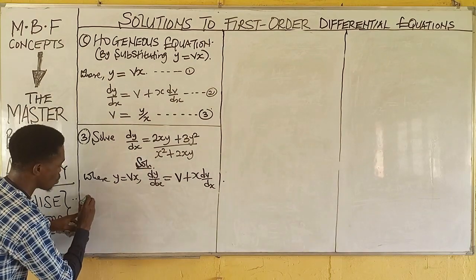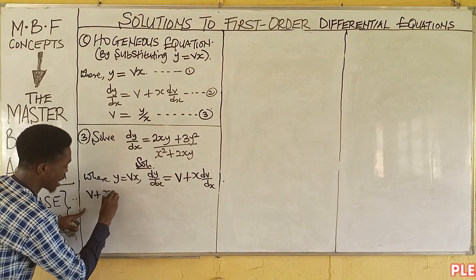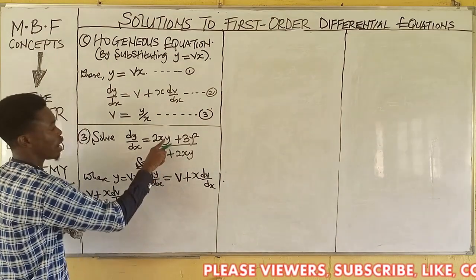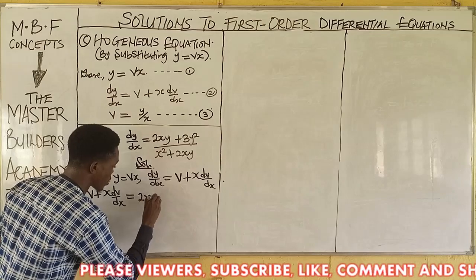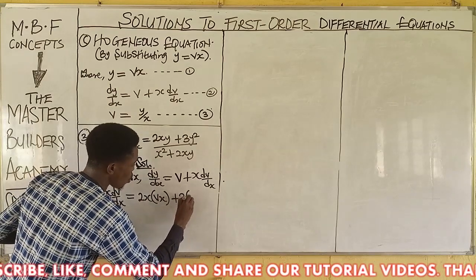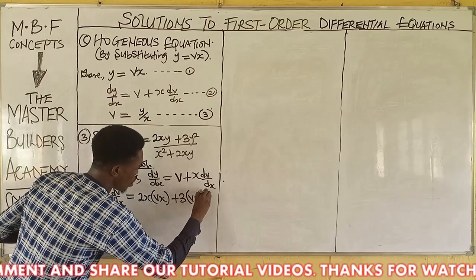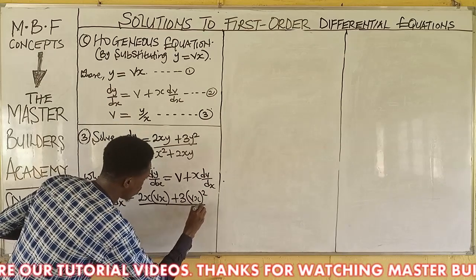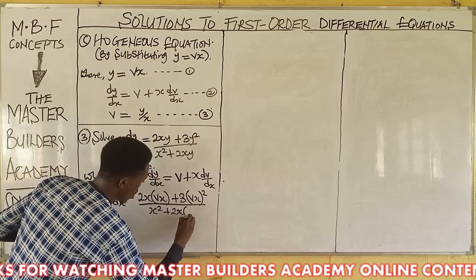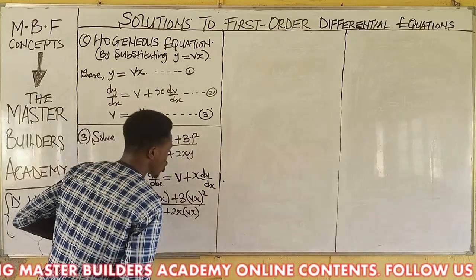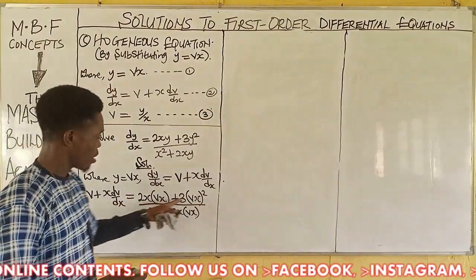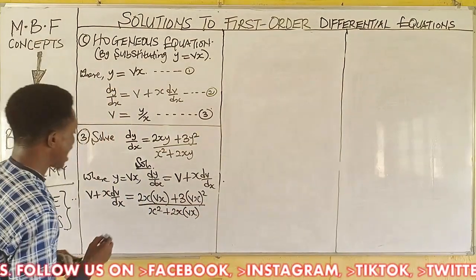Now in place of this, we have v plus x dv over dx is equal to 2x times vx plus 3 times vx all squared, all over x squared plus 2x times vx. So we just replace y with vx. Anywhere we see y, put vx. Now we have done that.